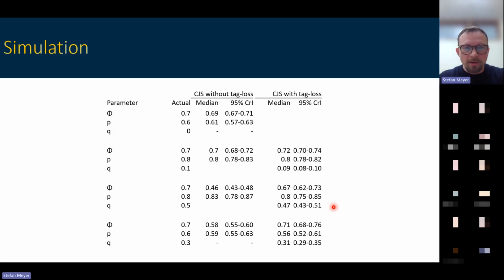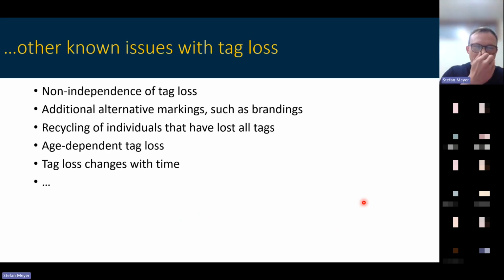Finally, a model with slightly lower recapture and also a lower tag loss rate. And again, the same result: a seriously underestimated survival rate in the case of a CJS model that does not account for tag loss. But if we include tag loss, then we are able to estimate the actual survival rate. So I hope this was helpful to some of you.